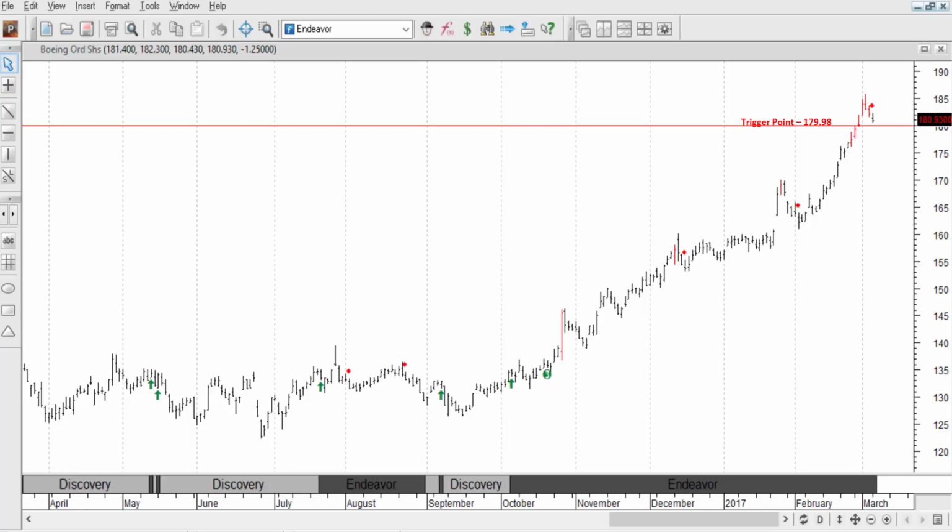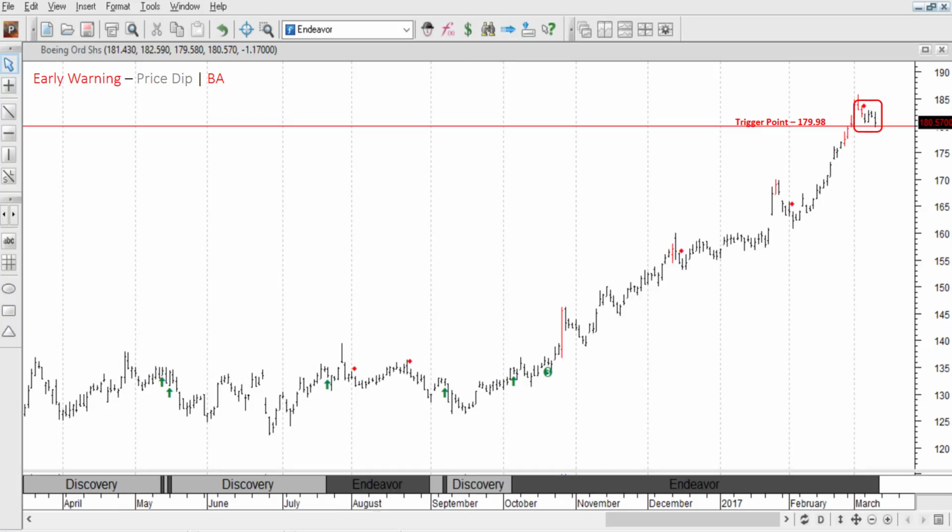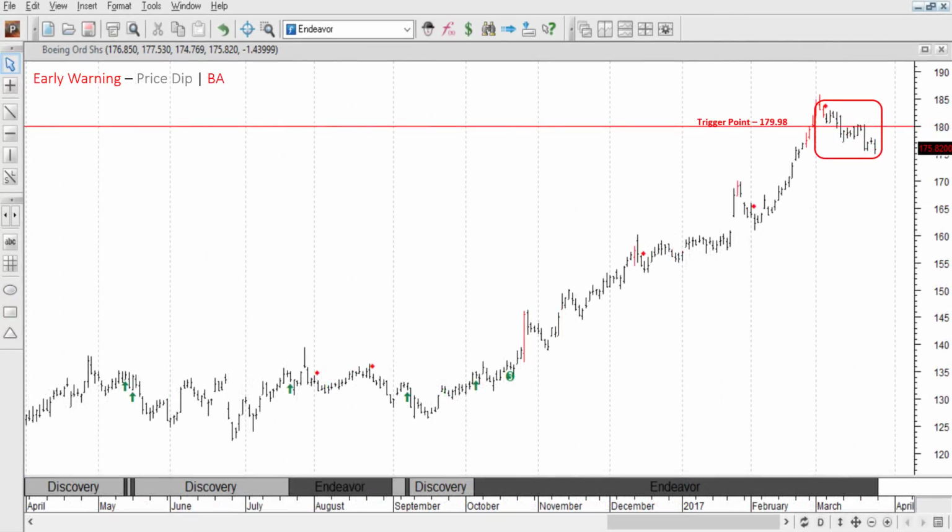Every stock is a little different. But 3 days later, our trigger point is crossed. So, our signal is confirmed. You should expect price to begin to dip. And surprise, surprise, that's exactly what we get. In fact, price ends up dropping 2%. With the early warning signal, you don't have to be surprised by a dip in price anymore. You'll know when they're going to happen.